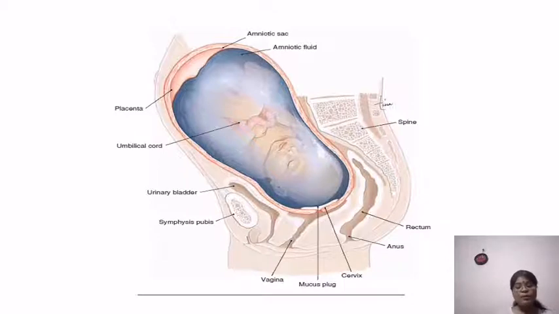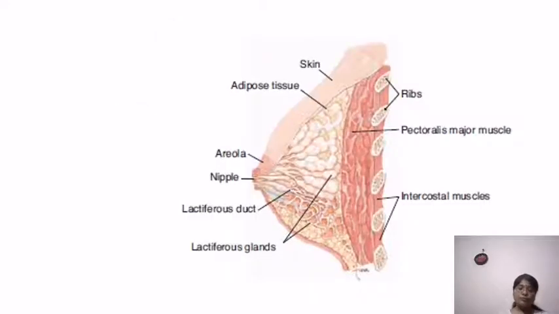I asked you, do you know how many placentas? Each person has their own navel cord, and therefore each will have its own umbilical cord. Now moving on to the mammary gland.